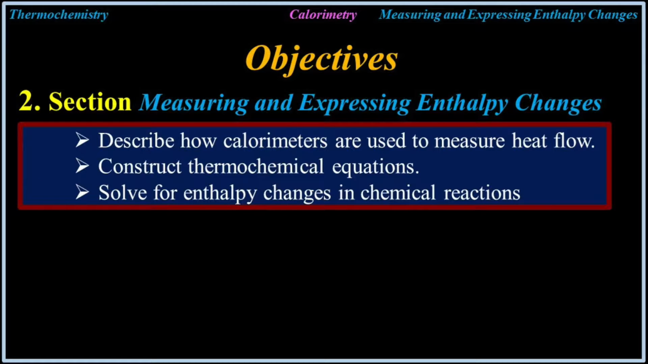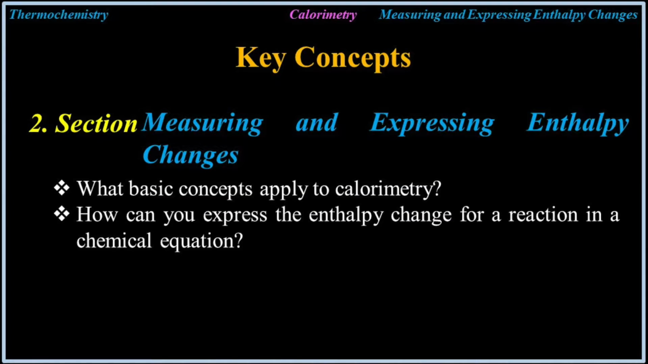Objective, Section 2. Describe how calorimeters are used to measure heat flow. Construct thermochemical equations. Solve for enthalpy changes in chemical reactions. Key concepts. What basic concepts apply to calorimetry? How can you express the enthalpy change for a reaction in a chemical equation?